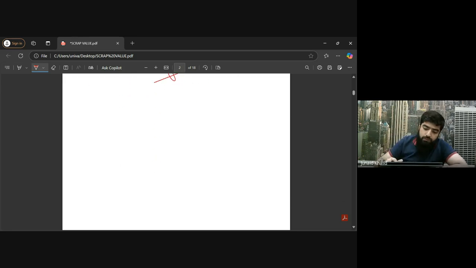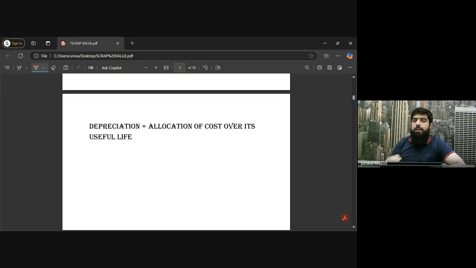Now, coming back to the other concept, that is depreciation. Most of the time, many of the instructors and tutors define depreciation as a reduction in the value of a non-current asset, a decline in the value of non-current assets, physical wear and tear of a non-current asset. It's fine as a layman's definition. But technically speaking, as per International Financial Reporting Standard, IAS 16, it's not the case. Depreciation is basically an allocation of cost over its useful life.